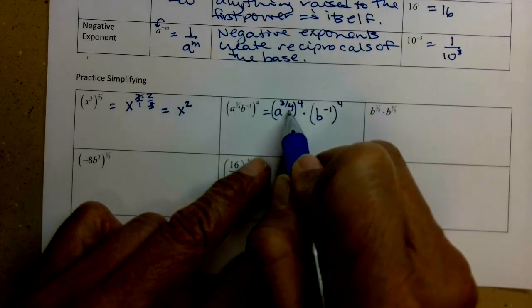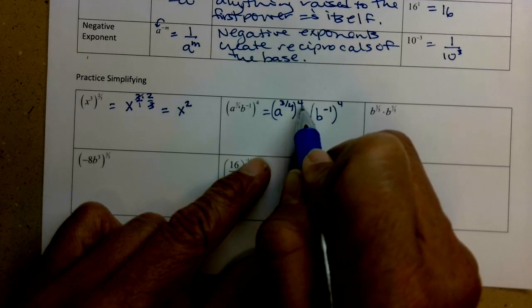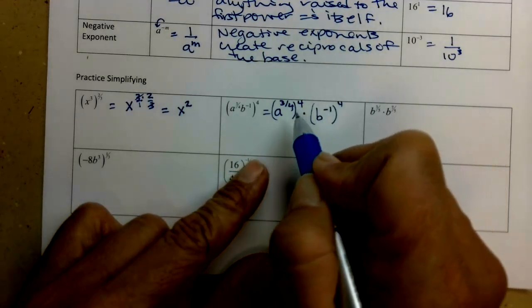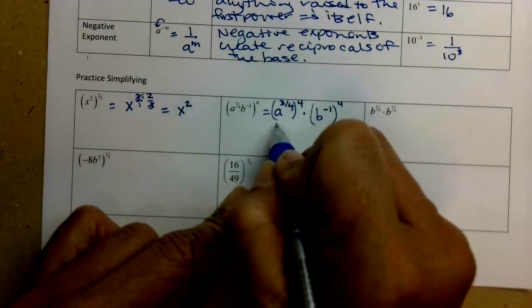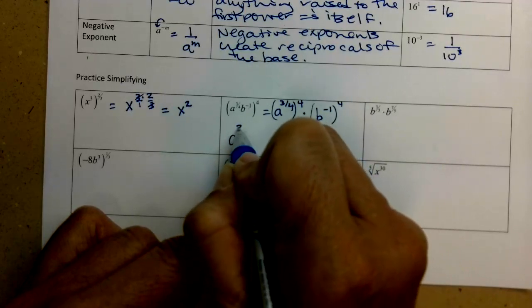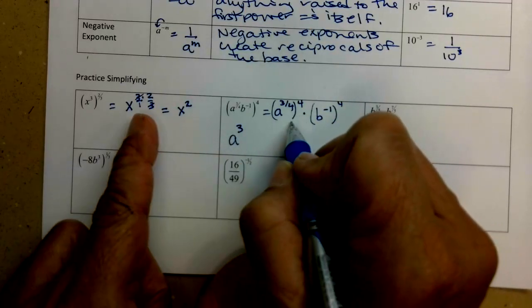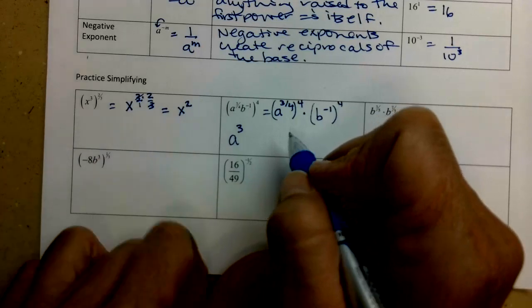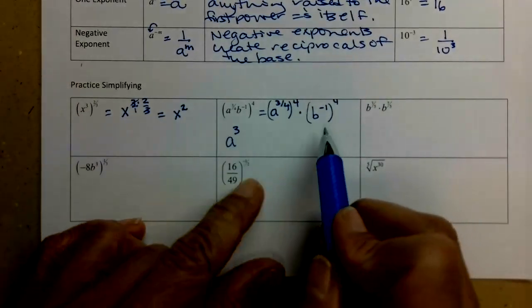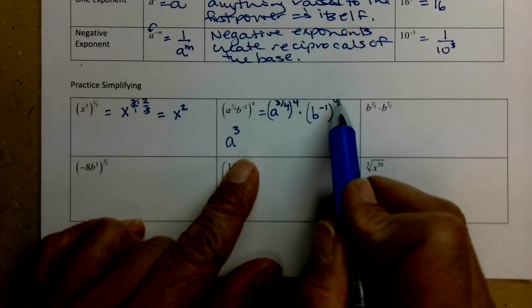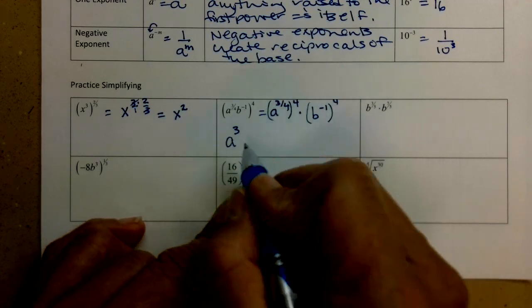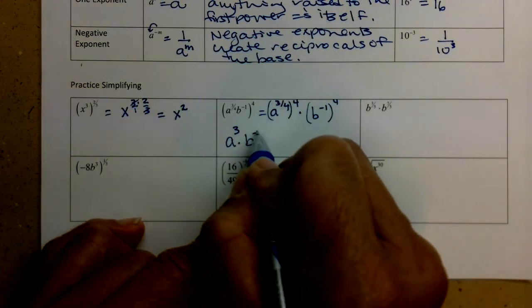Okay. So now I'm going to do powers to powers. So I'm going to multiply. So 3/4 times 4 is 3. So that first factor is going to be a cubed. If you want to write out your multiplying your fractions again, go right ahead. And then I have b to the negative 1 to the 4. Powers to powers we multiply. So that's going to be times b to the negative 4.